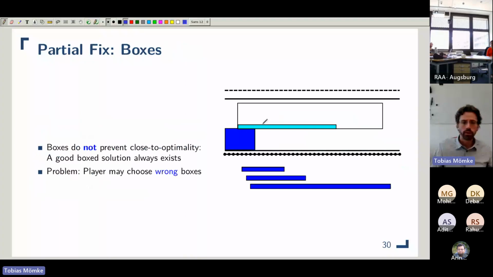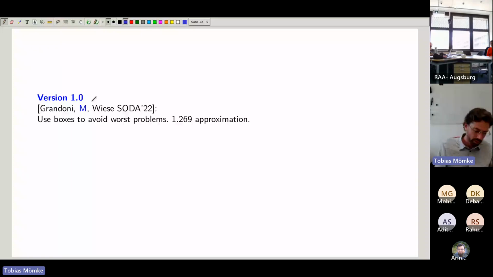The first partial fix was that we can box the solution. That is, we can not only select the task, but also enforce the task to be in a box. The boxes themselves turn out to be quite good because we can show that we don't lose more than an epsilon factor by boxing those tasks. The problem is we might have a choice which box to take, and this can lead to some approximation loss. So in the first version of the game, which was a SODA paper in '22, we got this 1.269 approximation using those boxes.